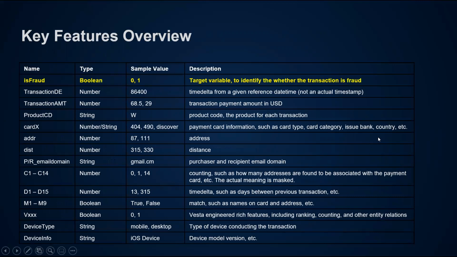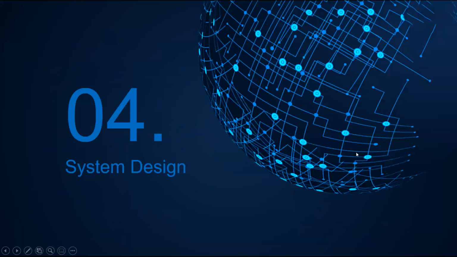So here are some key features. The first of all is fraud. The type is Boolean, and it has 0 or 1. This is our target variable, which we want to predict. This variable identifies whether the transaction is a fraud or not. And then we also have the transaction date, transaction amount, the product type, and some other masked features.